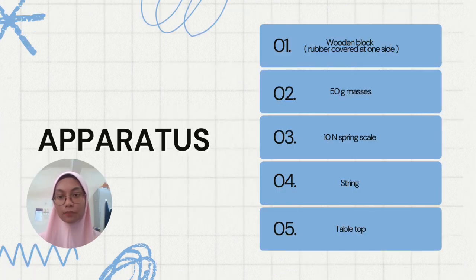Here is the list of apparatus used in this experiment. First, a wooden block that is rubber covered on one side, 50 gram masses, a 10 Newton spring scale, string and tabletop.